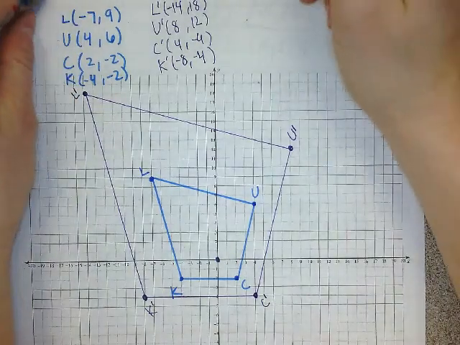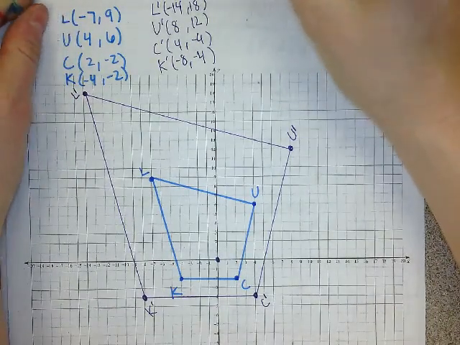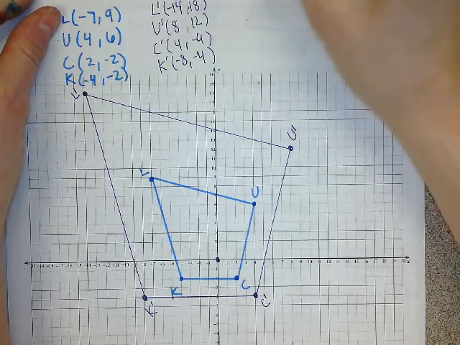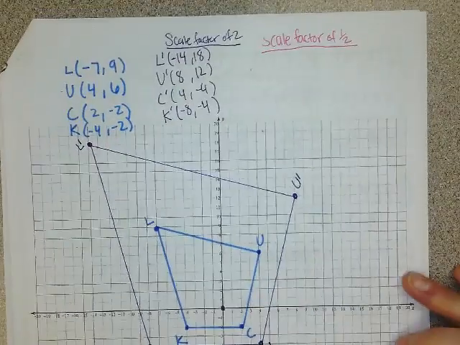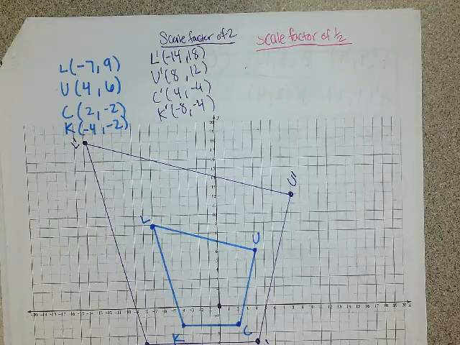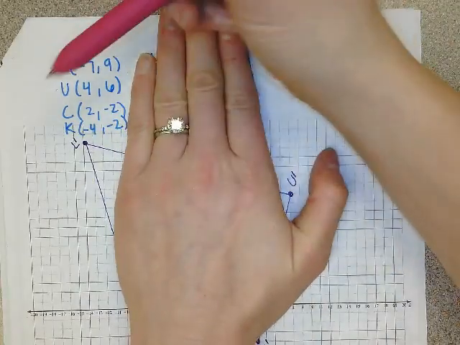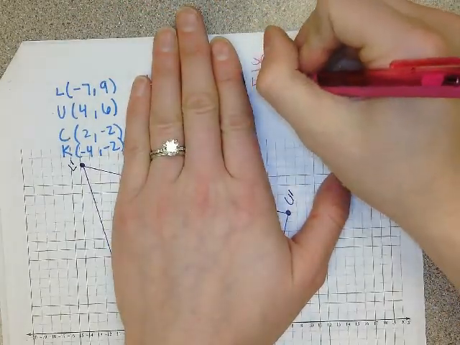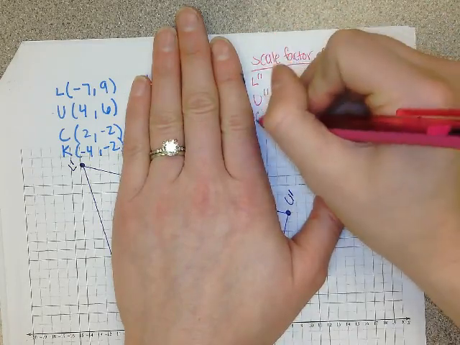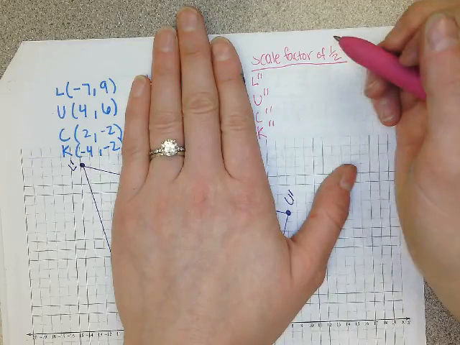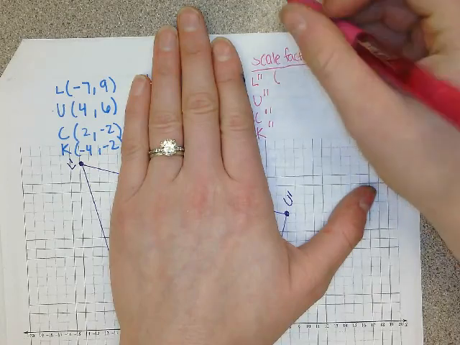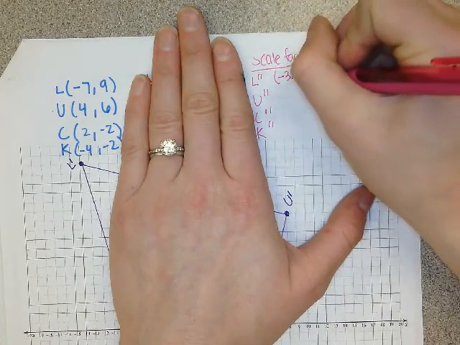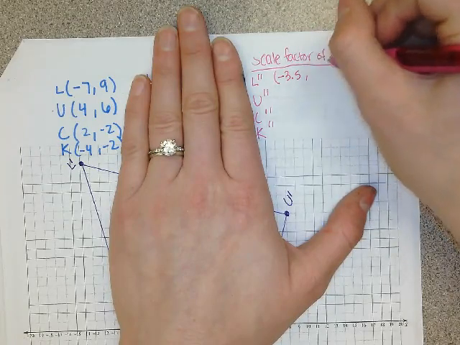Let's do another one. Let's do a scale factor of 1/2. Okay, so what's going to happen to my shape? It's going to get smaller. So we're going to do the original points, okay? So we're just going to call this L double prime, U double prime, C double prime, K double prime. Okay? So when I do -7 divided by 2, I get -3.5. 9 divided by 2, I get 4.5.